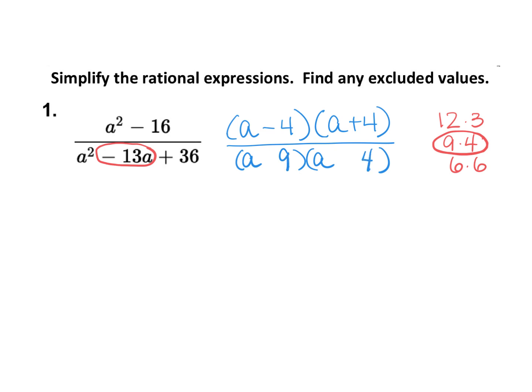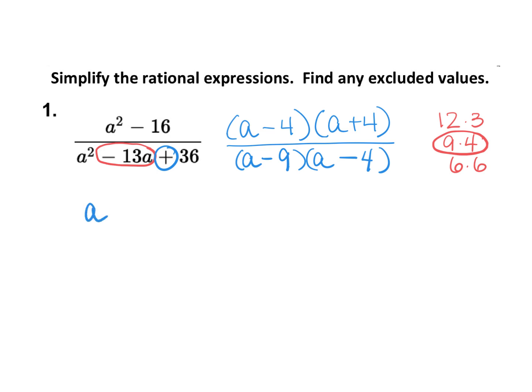And because we have a negative 13, we need both of these to be negative, and also take note that this is a positive 36. So when we multiply negative 9 times negative 4, we get a positive 36. So before we cancel out any of our common factors, let's go ahead and list our excluded values.